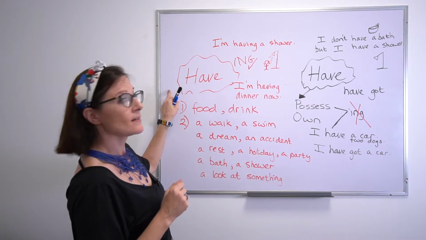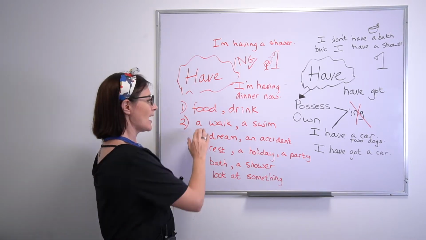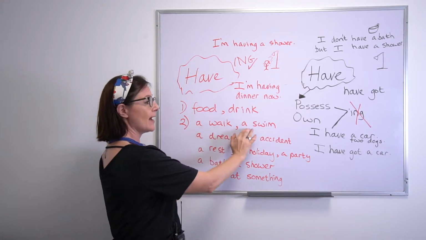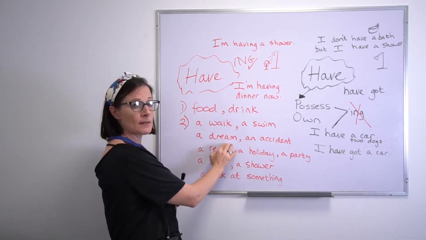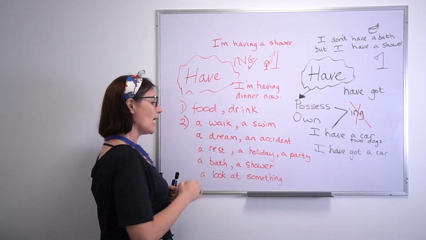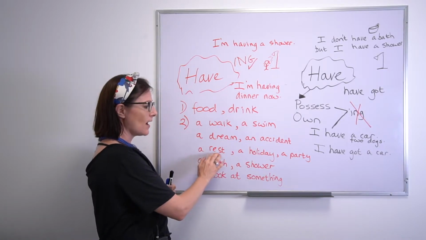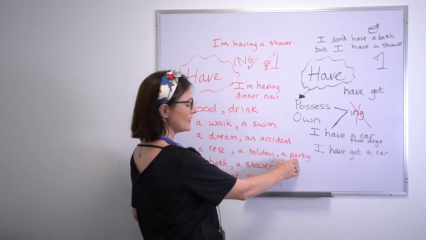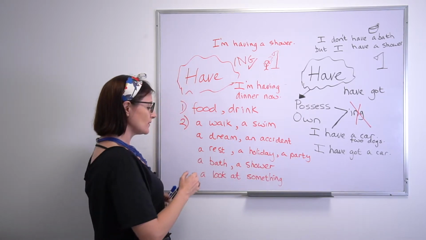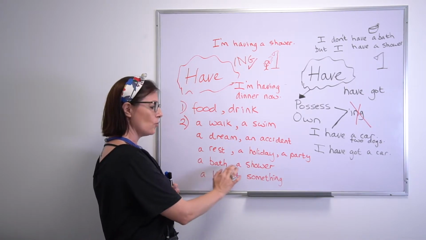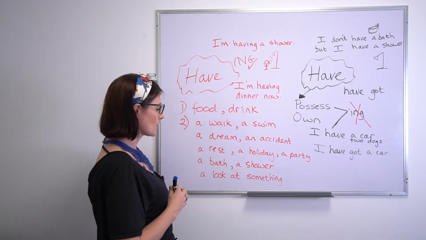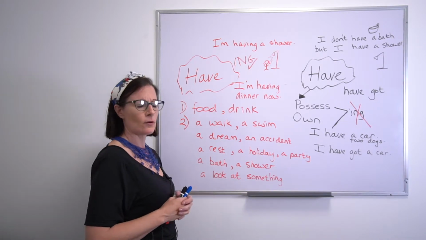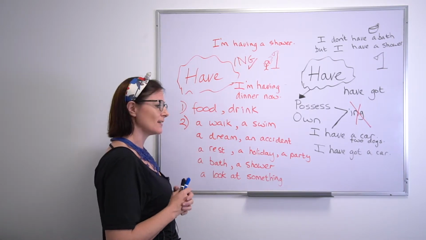We often use the dynamic have with the words a walk, I'm having a walk, I want to have a walk, a swim, a dream, an accident, I'm having a rest, I'm having a holiday or a vacation. We have a party as well. We can also say I'm having a bath or I'm having a shower. And we also say we must have a look at something, or have a look at something, meaning to look at it.